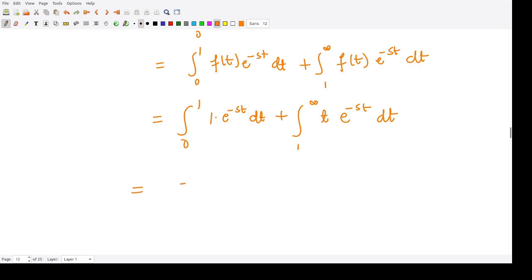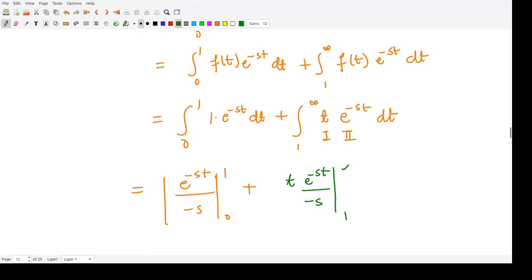What is the integration of e to the power minus st with respect to t? It is e to the power minus st divided by minus s. So the integration here would be e to the power minus st divided by minus s, limits varying from 0 to 1, and then for the second integral we have to apply integration by parts. So first function as such, t, times the integration of e to the power minus st, which is e to the power minus st divided by minus s, limits varying from 1 to infinity, and then minus the integration from 1 to infinity of the derivative of the first function times the integration of the second function dt. So this is what we got.